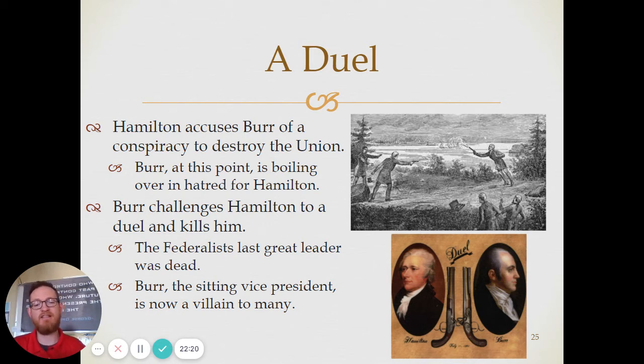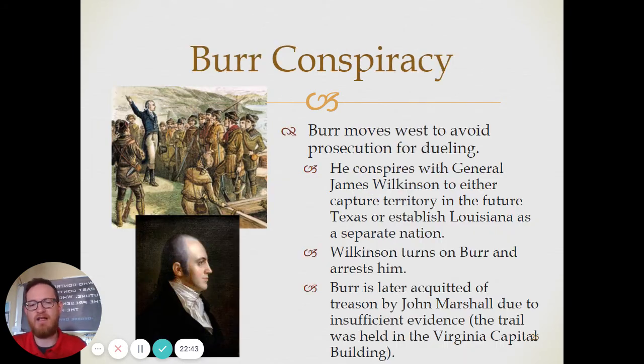So you're going to see the Federalists' last great leader was dead, and Burr, who is still the sitting vice president at this time, is considered a villain to many. Where they had dueled, it was actually legal to duel there, which is why I believe they had gone over into New Jersey where it was still legal to duel. So technically at this point, he wasn't a criminal, but Burr was seen as a villain to very, very many people.